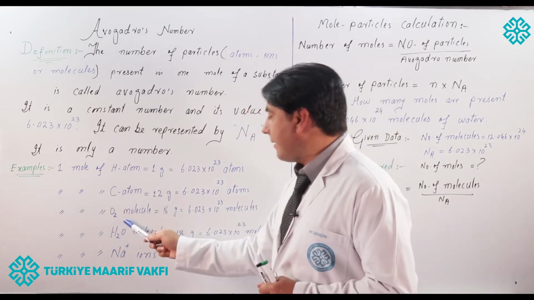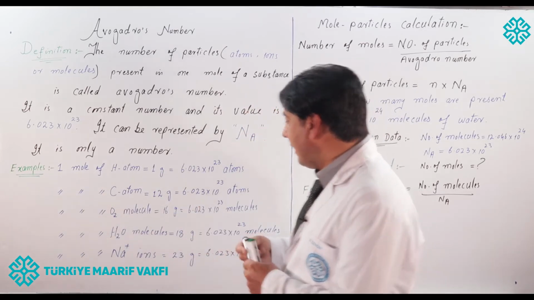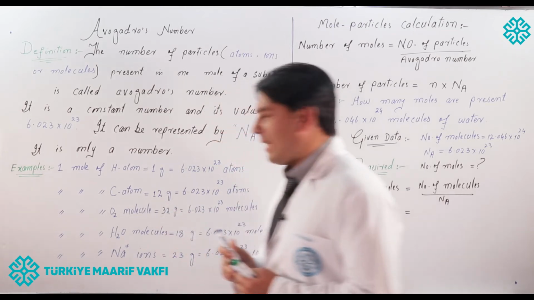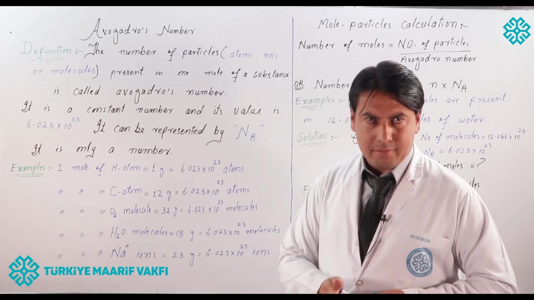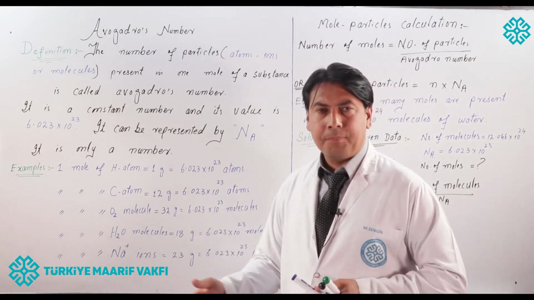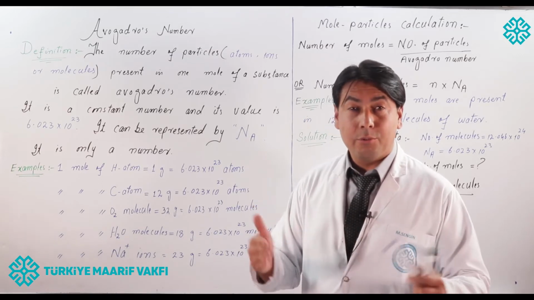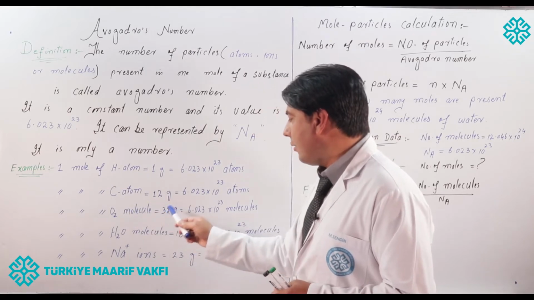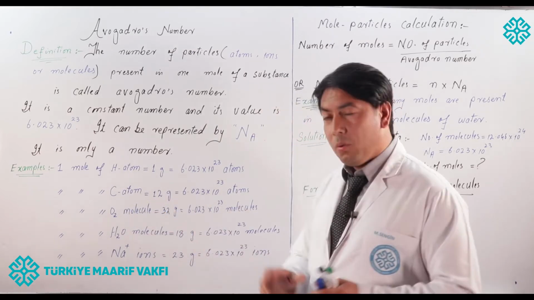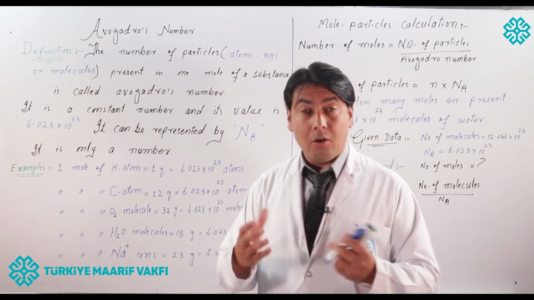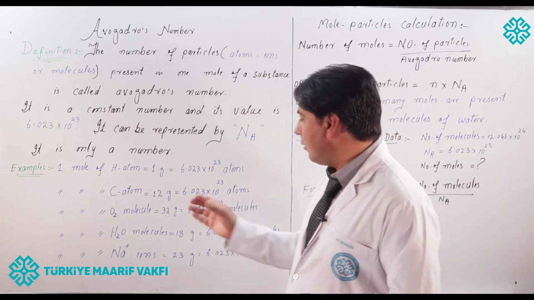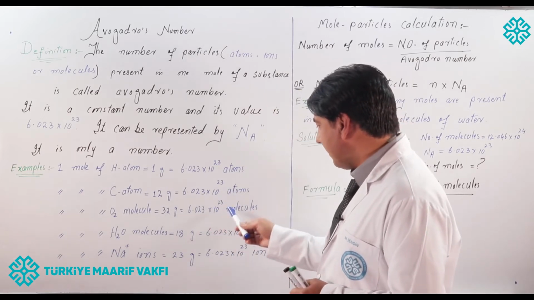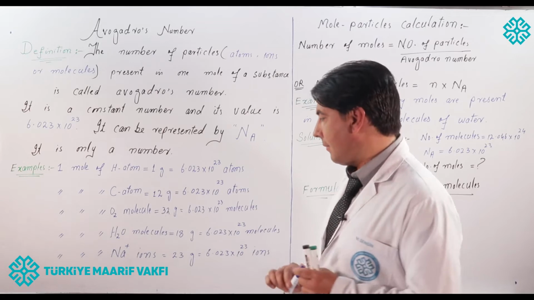And 1 mole of oxygen molecule is equal to 32 gram, because the atomic mass of oxygen is 16 and there are 2 oxygen atoms. So 2 multiplied by 16 is equal to 32. So 1 mole of oxygen molecule is equal to 32 gram. What will be the Avogadro number? How many particles of oxygen molecule will be present in 1 mole? 6.023 multiplied by 10 power 23 molecules of oxygen.